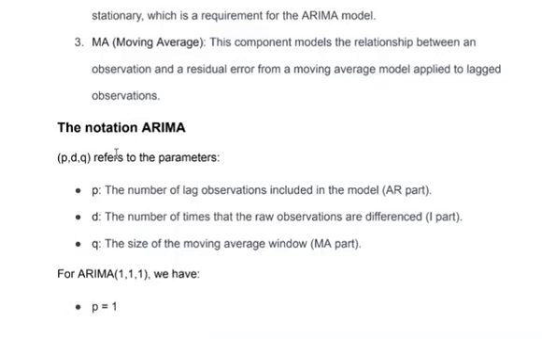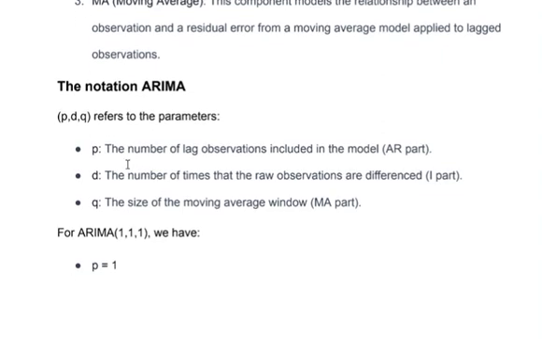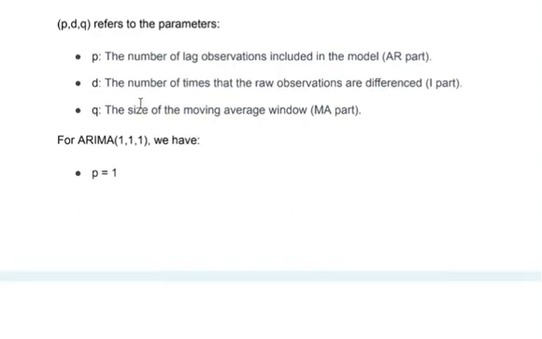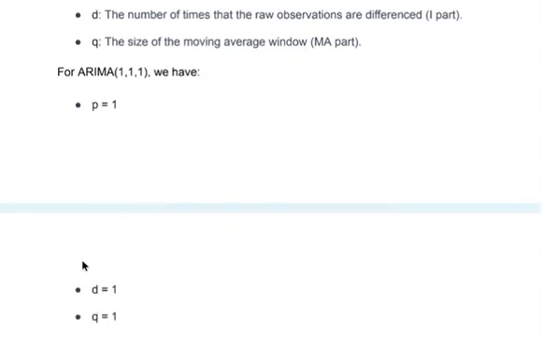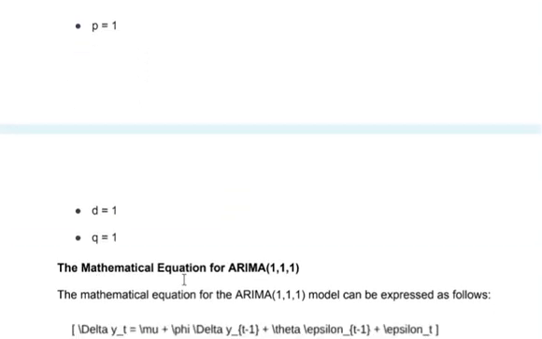The notation ARIMA(p, d, q) refers to the parameters. p, the number of lag observations included in the model, the AR part. d, the number of times that the raw observations are differenced, the I part. q, the size of the moving average window, the MA part. For ARIMA(1,1,1) we have p equals 1, d equals 1, q equals 1.